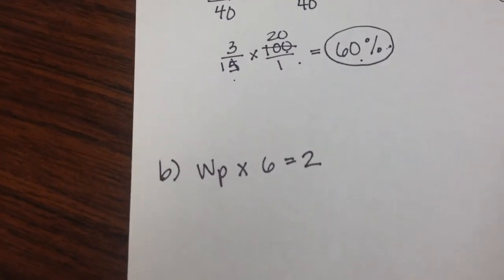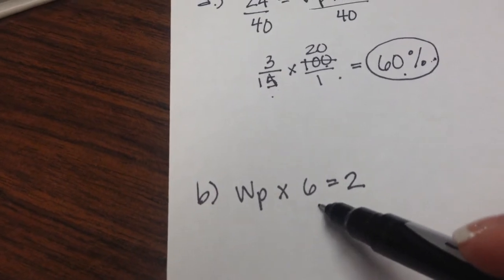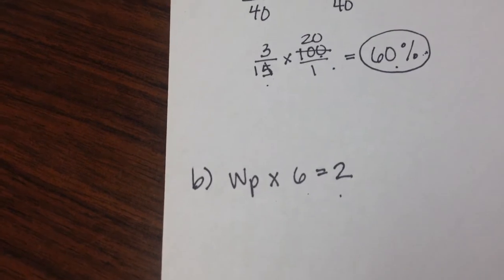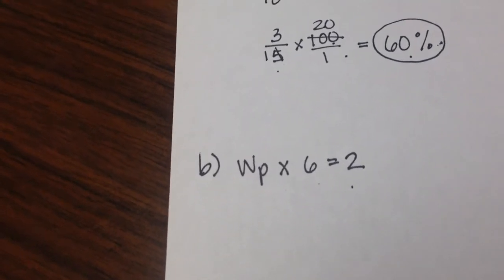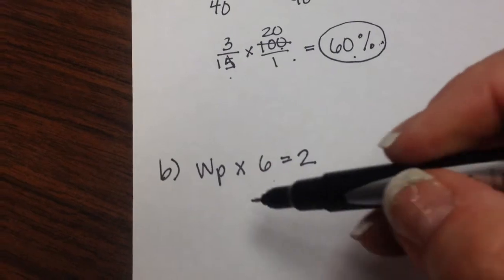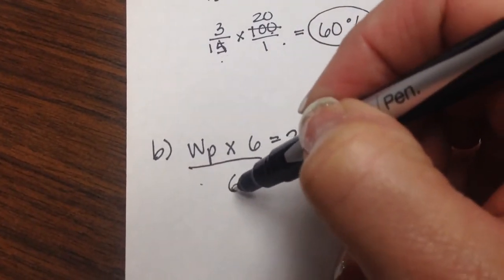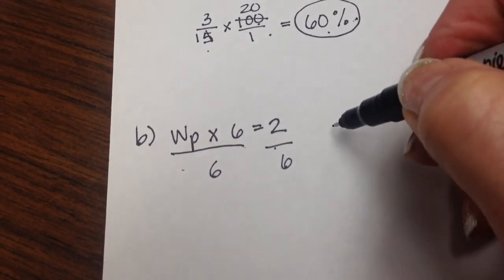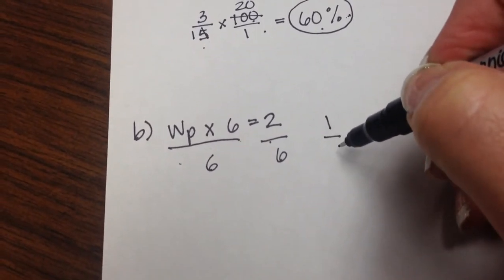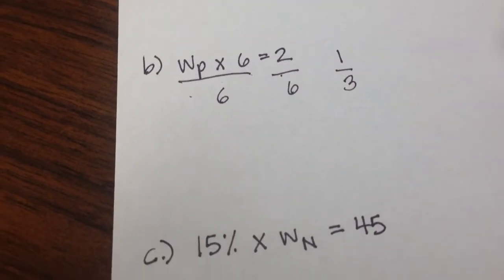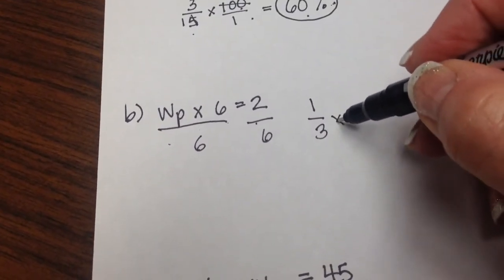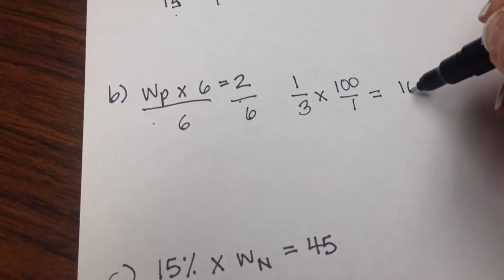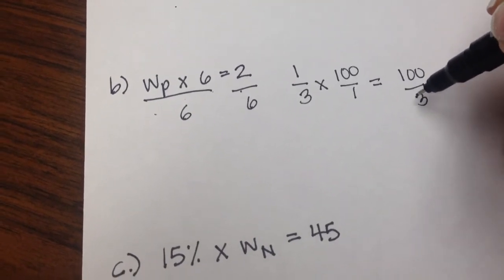Now let's do another one. What percent of 6 is 2? What do I have to do? You know it. I have to what? Divide by 6 because I multiplied. So I'm going to do the whole thing. Divide by 6. Divide by 6. Can I reduce that? Yes, I can. 1 what? Third, right? Now 1/3 times 100 to get my percent is going to be 100 over 3.